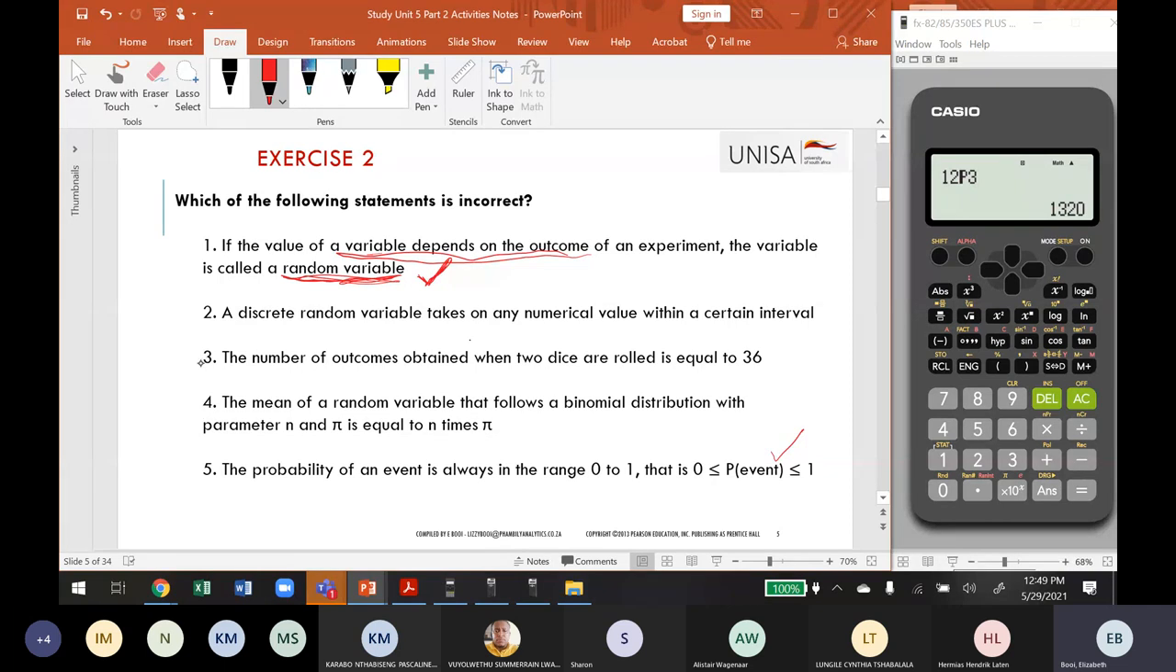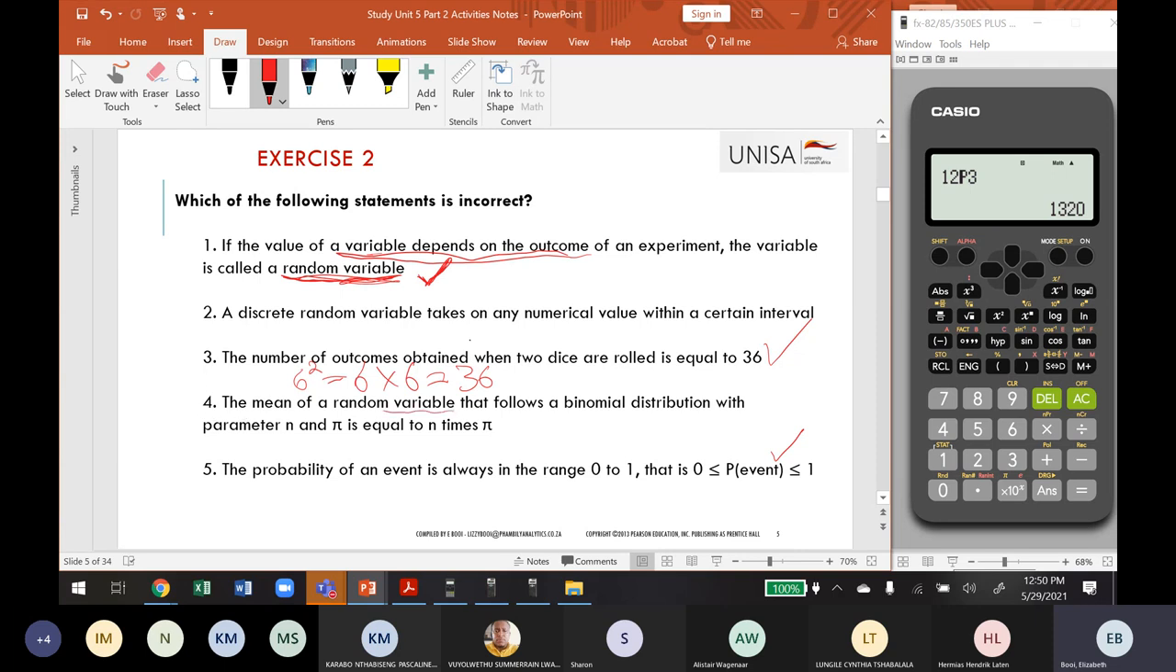I'm going to skip 4. I'll go to 3. The number of outcomes obtained when 2 dice are rolled is equal to 36. No, it's not 36, it's 72. When 2 dice are rolled. A die has how many outcomes? 6. Is it? A die has 6 outcomes. Yes. And if there are 2 of them, it's 36. 6 to the power of 2, which means it's 6 multiplied by 6, which is 36. That is correct.